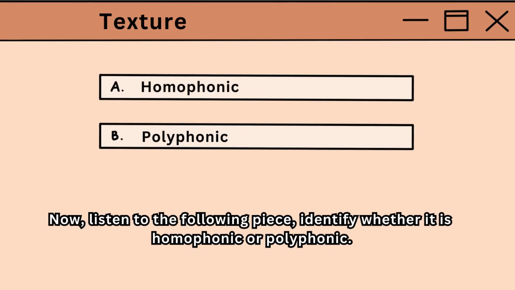Now, listen to the following piece. Identify whether it is homophonic or polyphonic.